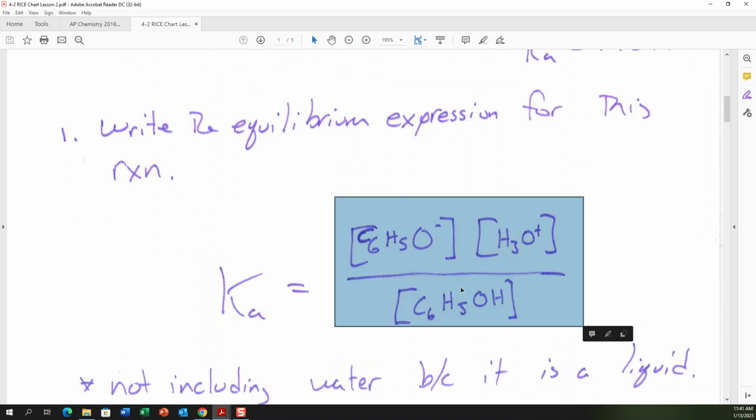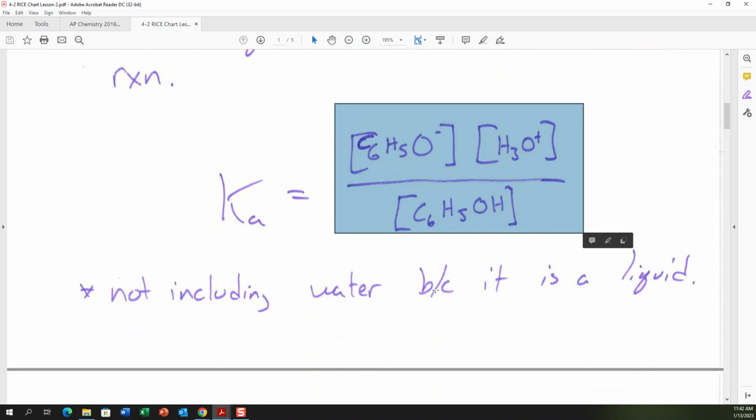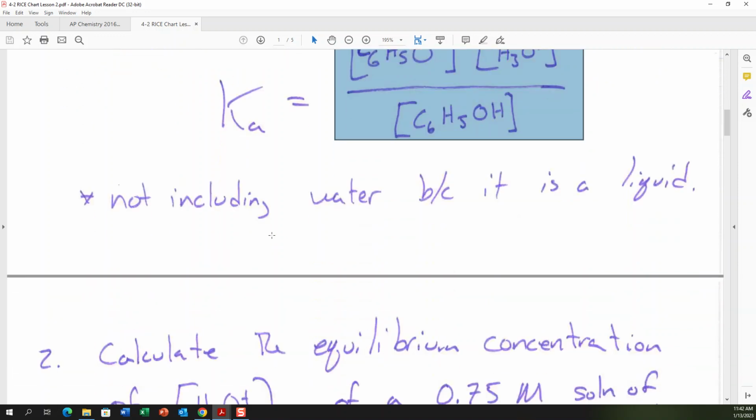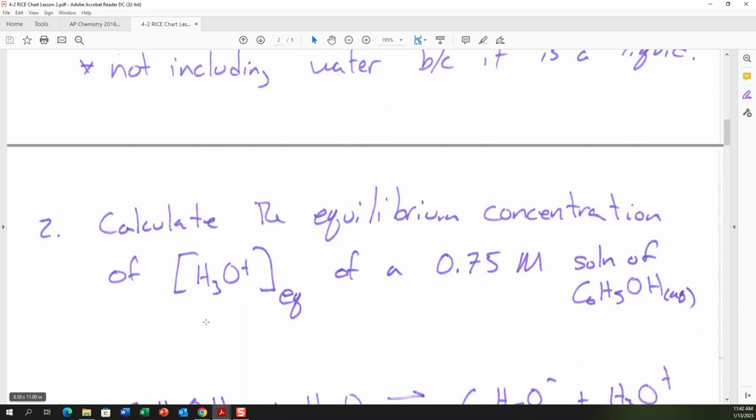And remember, I didn't include them here, but it would be equal to this concentration at equilibrium times this concentration at equilibrium times this concentration. So remember, a lot of times we'll put a little subscript EQ there to remind us that we need our equilibrium concentrations. Okay? But again, not including water.